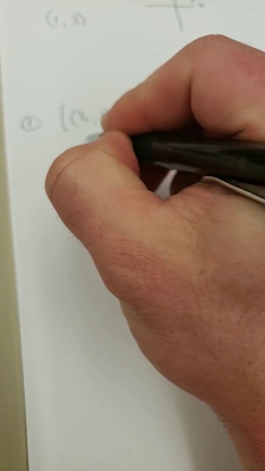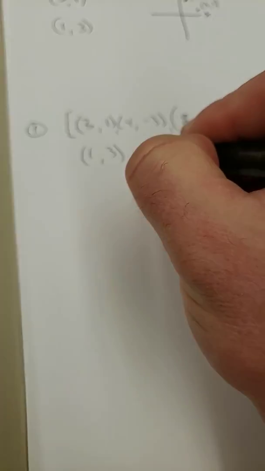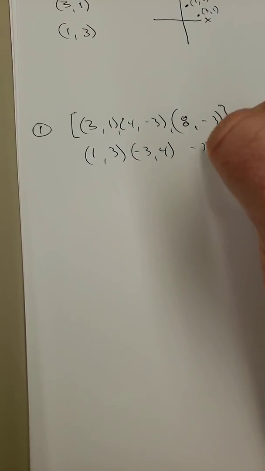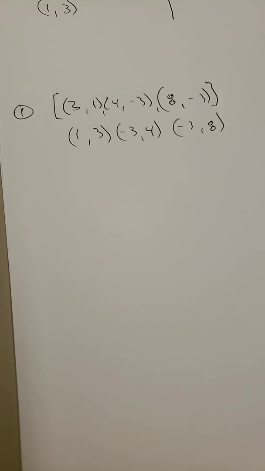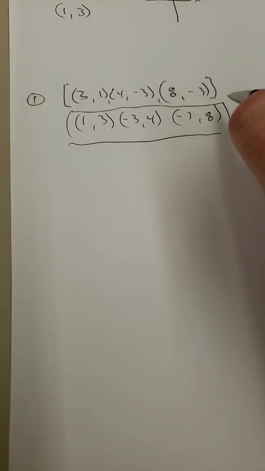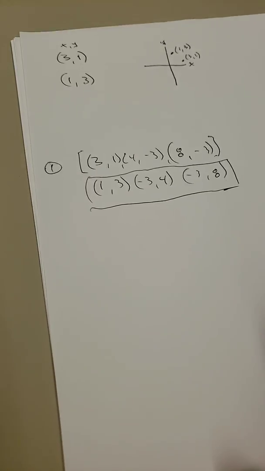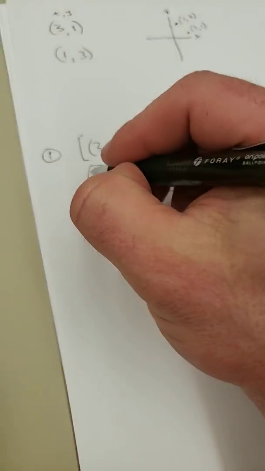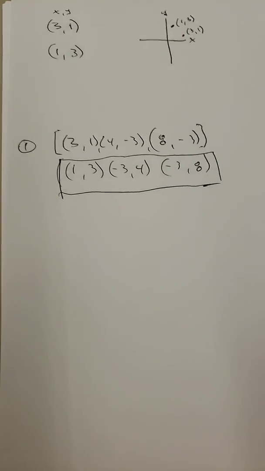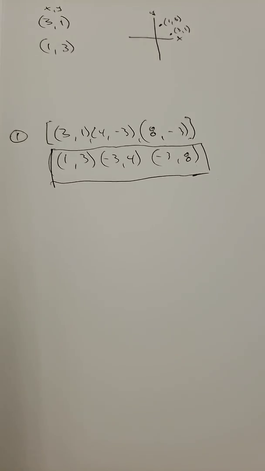So this is (1, 3), (-3, 4), (-3, 8). Done. There's my answer, as I try to hold the paper and record at the same time. Pay no attention to the messy handwriting right now. And I know there's no lines tonight. Some of you will love that because you don't like using lines on your paper. So there's one example right there.